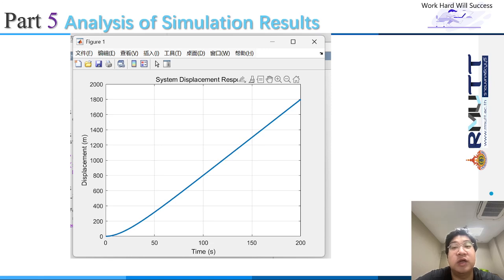Next, look at the displacement response curve. The displacement shows an approximately linearly increasing trend as time increases. That is to say, the displacement will continue to increase with time, and there is no stable limit value.